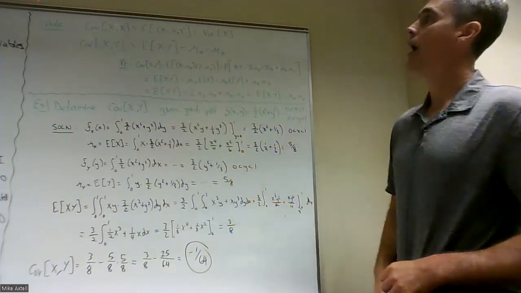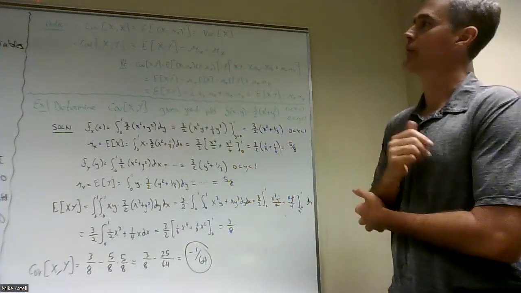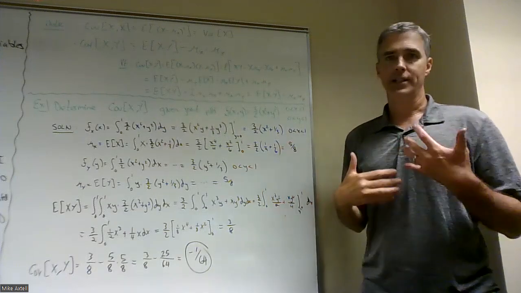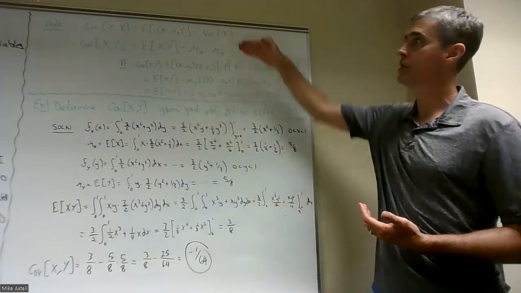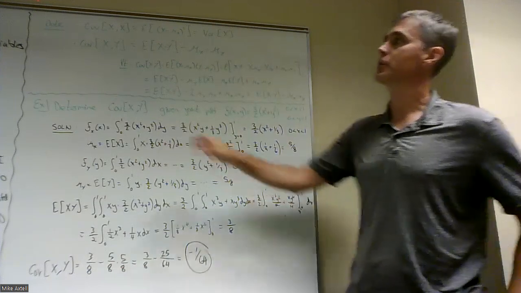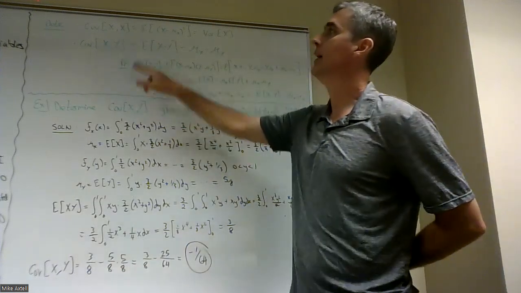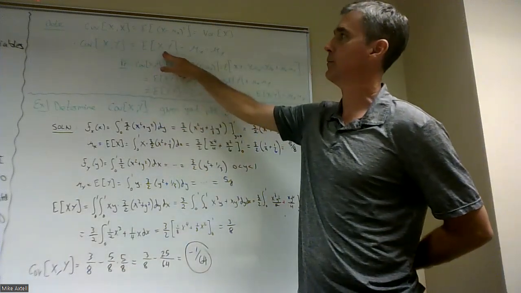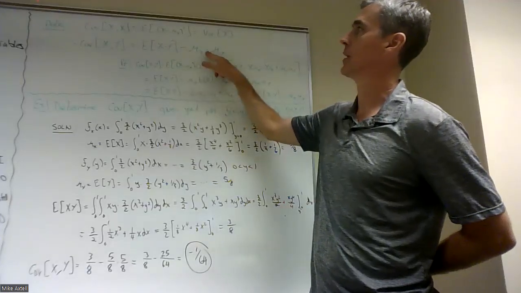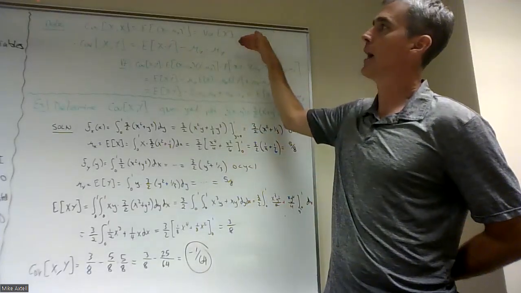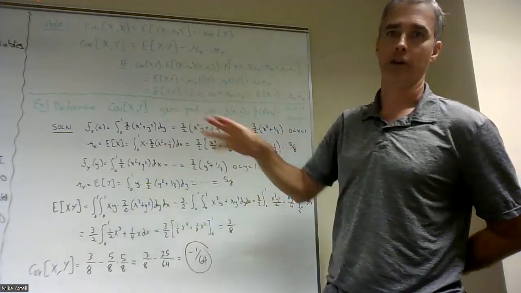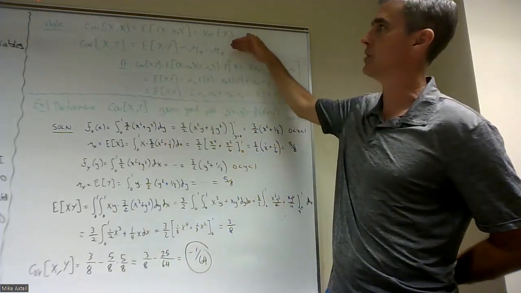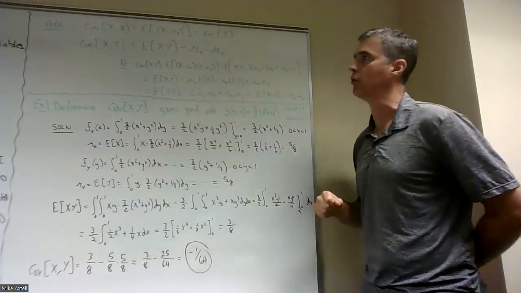Okay? And then the second observation is the way we're going to tend to calculate covariance is using this formula right here. The covariance of x and y is the expected value of x times y minus the mean of x times the mean of y. So we're not going to tend to use the definition of covariance to actually calculate it. We're going to tend to use this formula here. So we should probably prove it.